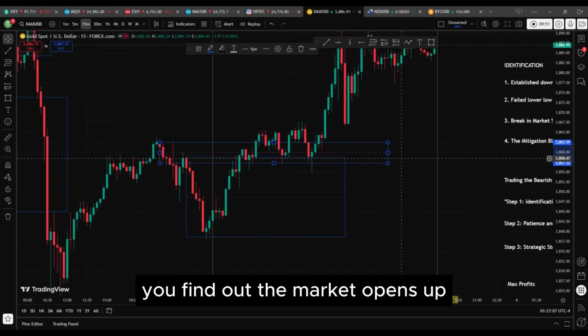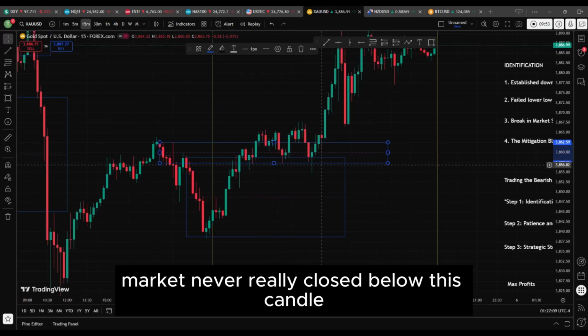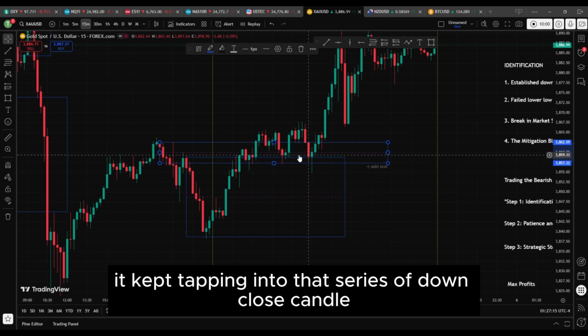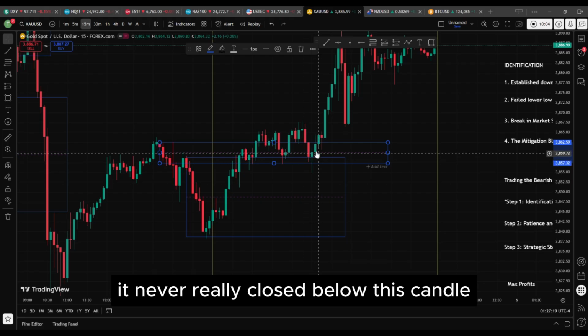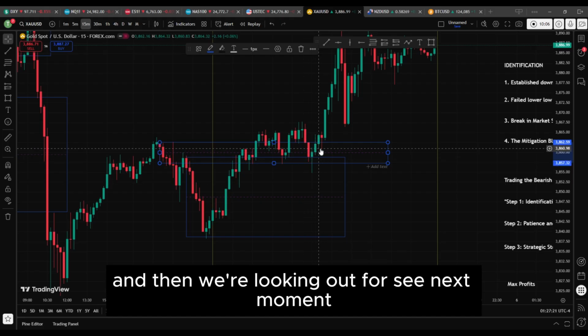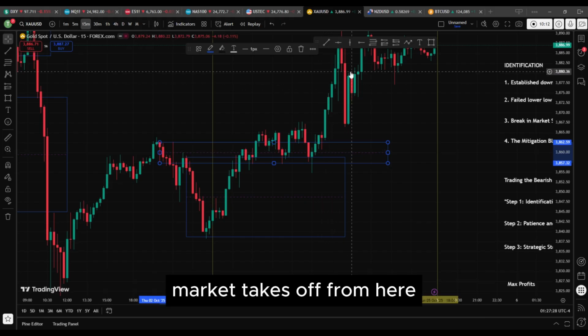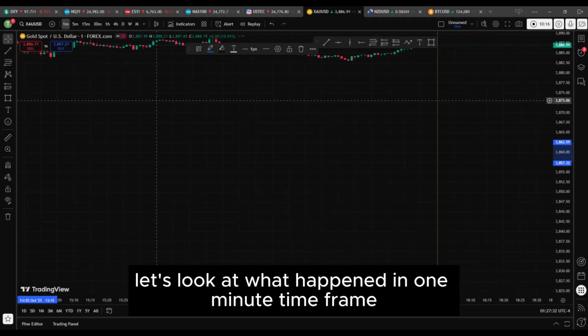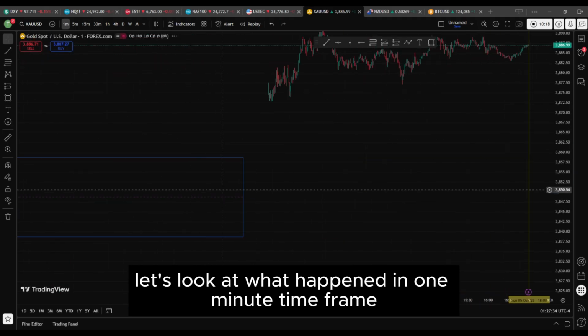You find the market opens up. Market never really crossed below this candle. It never closed below this candle. It kept tapping that series of down close candles, but you never really close below this candle. And then we are looking out for, see, next moment, market takes off from here. This is the 15 minute. Let's look at what happened in the 1 minute time frame.